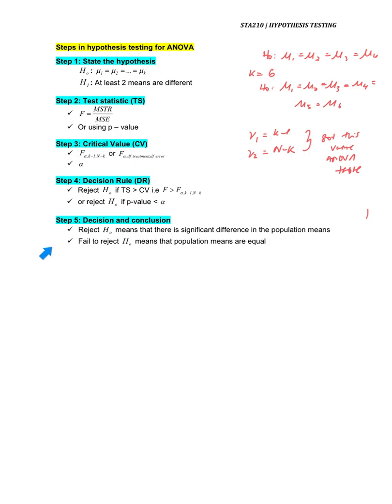Okay, lastly, step number 5, decision and conclusion. If we reject H naught, it means that there is a significant difference in the population means. If we fail to reject the null hypothesis, it means that the population means are equal. So you should remember these 5 steps in order to conduct the analysis of variance.